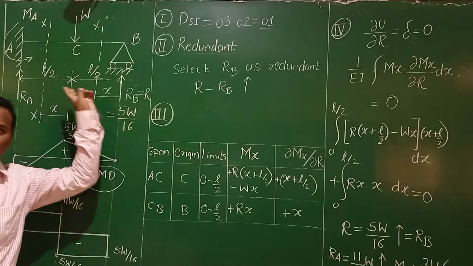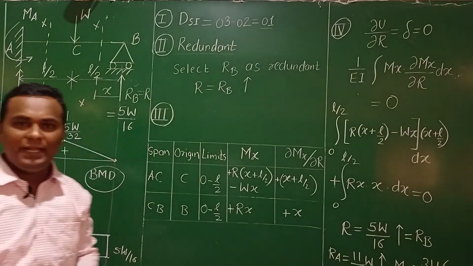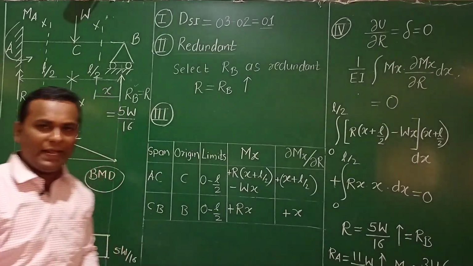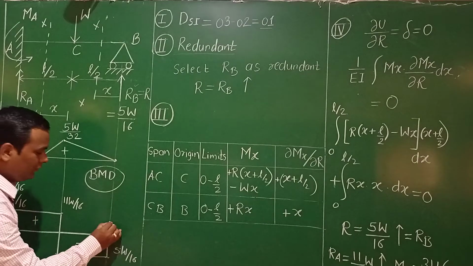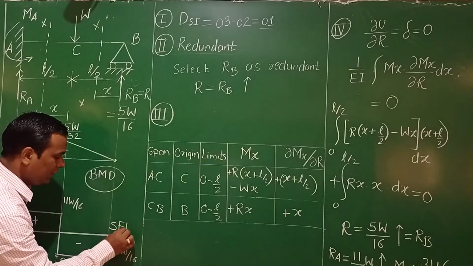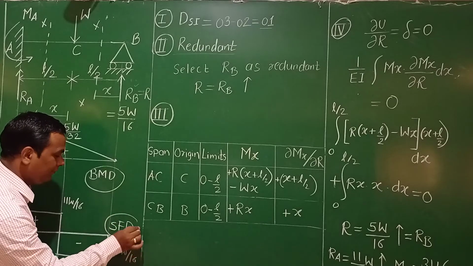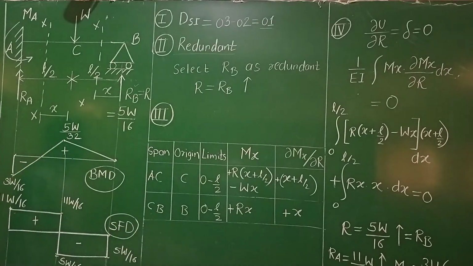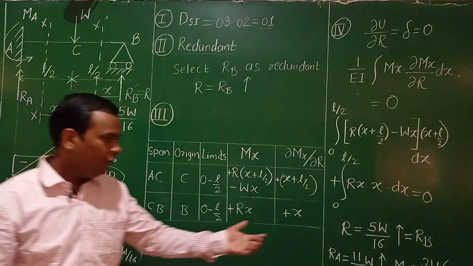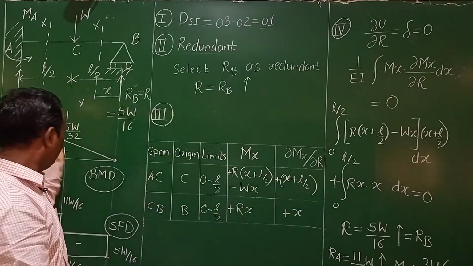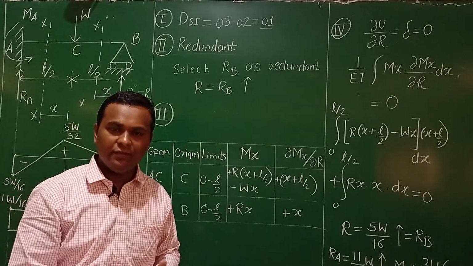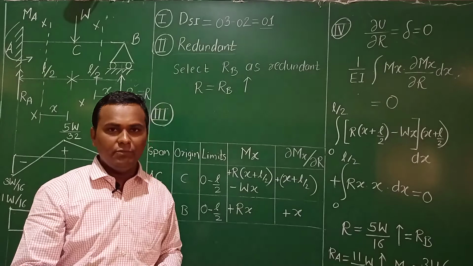As there is no load between point A and C, we need to join it by a parallel line. So here it is plus and here it is minus. So we get the respective shear force diagram for this case. In this way we can draw the shear force diagram once we are able to find out the reaction at B, reaction at A. When we find the support moment at A, then we can draw the bending moment diagram.